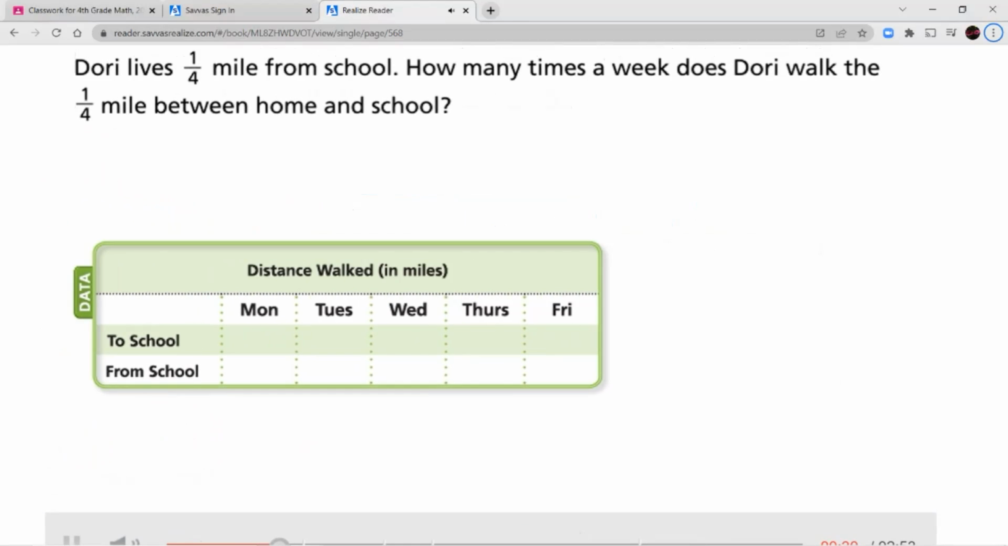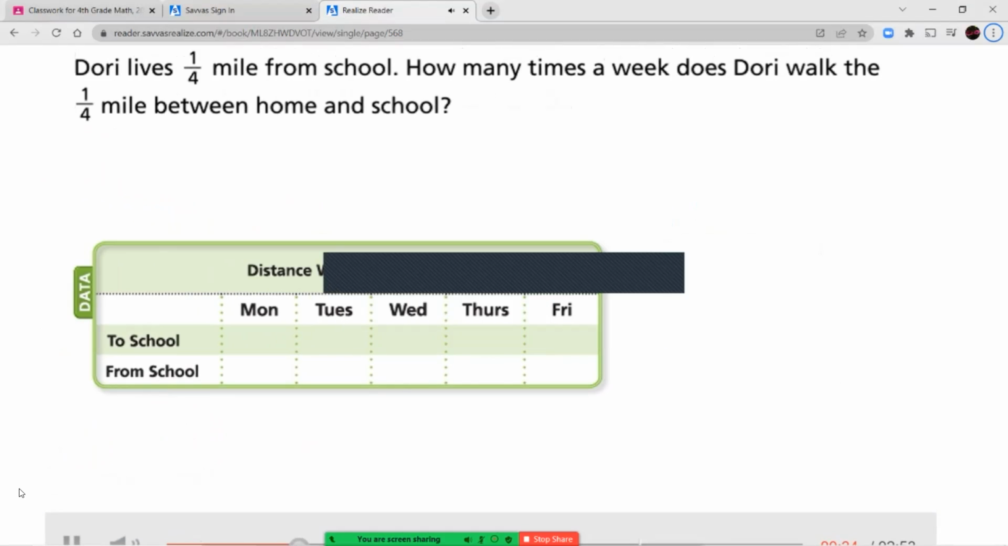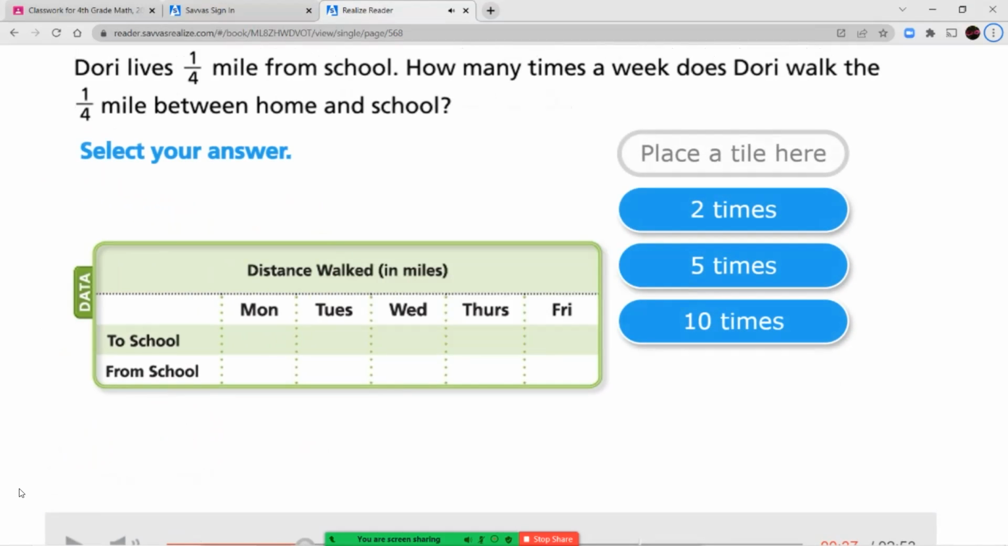Dory lives 1/4 mile from school. How many times a week does Dory walk the 1/4 mile between home and school? Select your answer. Okay, so our question is asking us how many times does she walk the 1/4 mile between home and school? So it takes her 1/4 mile to go and 1/4 mile to get back, and 1/4 mile to go and 1/4 mile to get back.